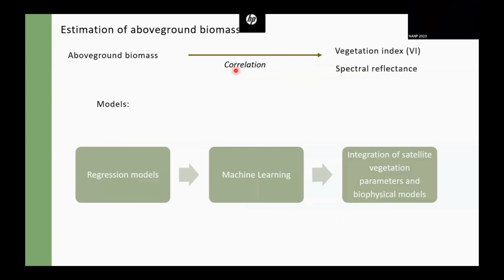So to estimate this above ground forage biomass, it is mainly based on correlation. Based on the assumptions, we do a correlation between the above ground forage biomass and vegetation indices or spectral reflectance. The models that you can use are regression models, the beginning of those regression models. Then we evolved to machine learning models, and to an integration of those satellite vegetation parameters and biophysical models.